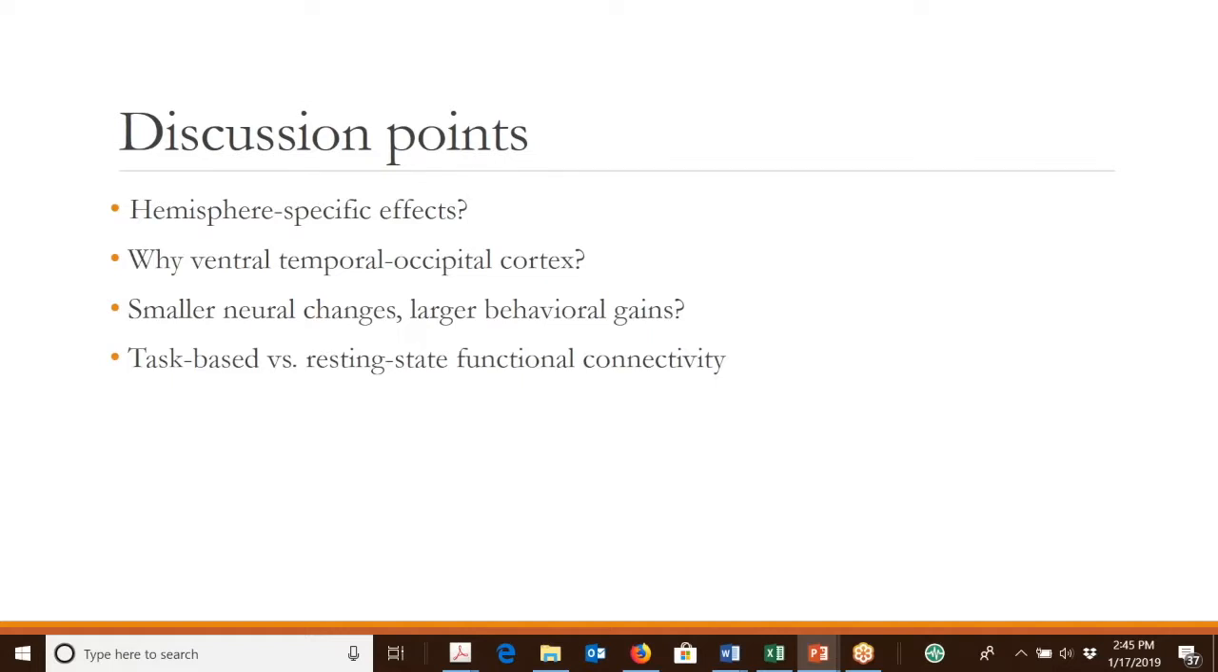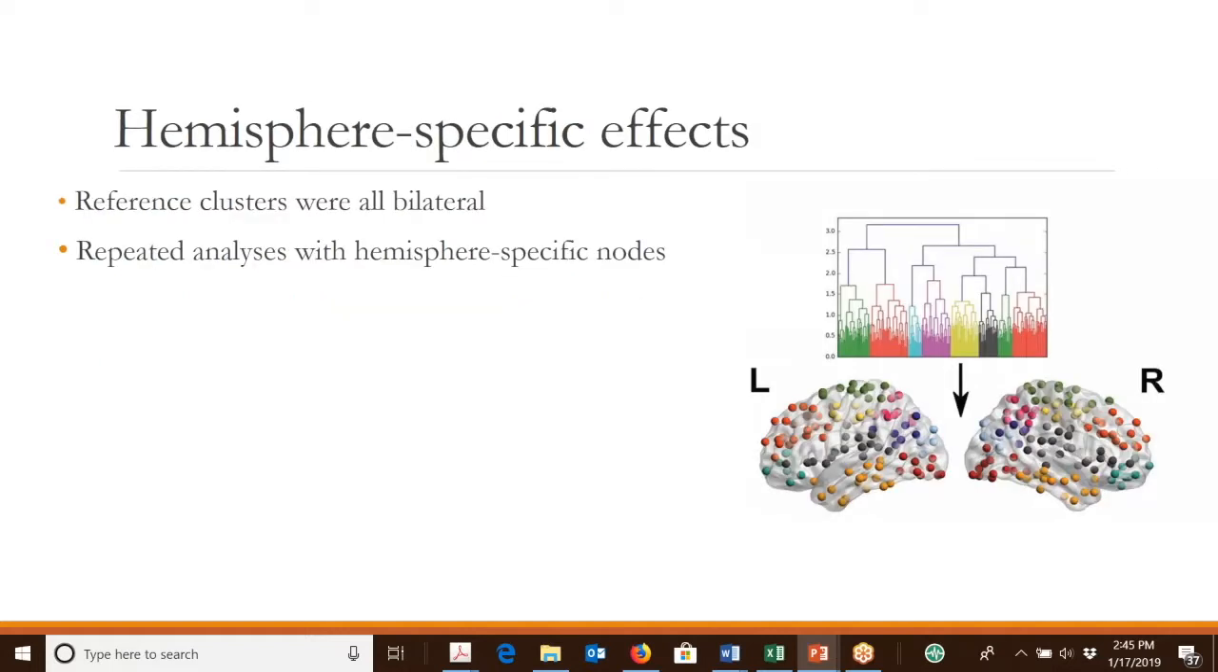So one question that we often get concerns the role of the hemispheres. The reference clusters that were identified from the control data were actually all bilateral clusters. They didn't have to be. We didn't force that solution. That is what emerged from the analysis. And so what we did is we repeated all the analysis that I've shown you from pretreatment and recovery separately for nodes in the right hemisphere alone and in the left hemisphere alone.